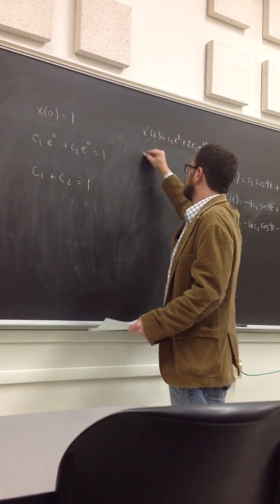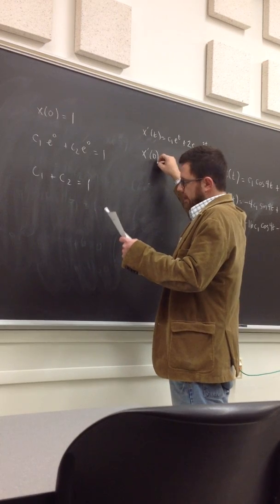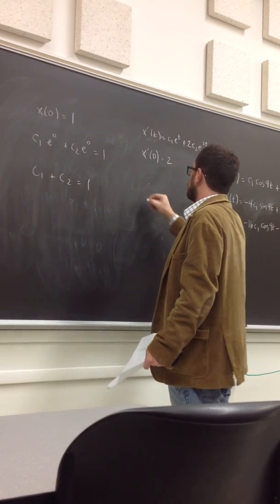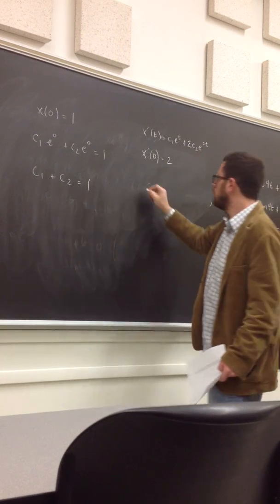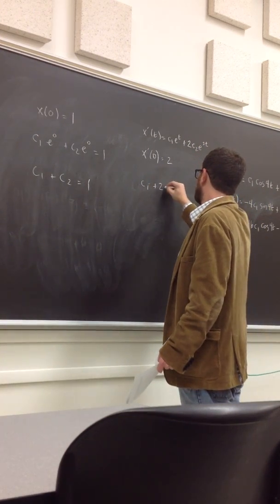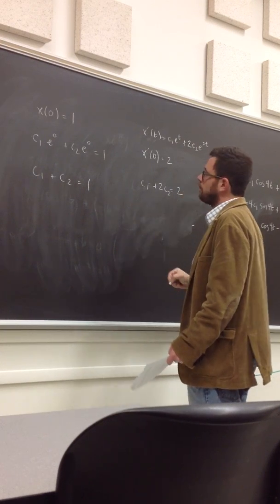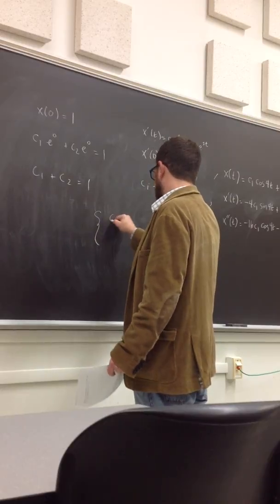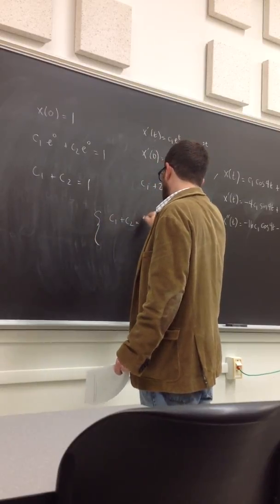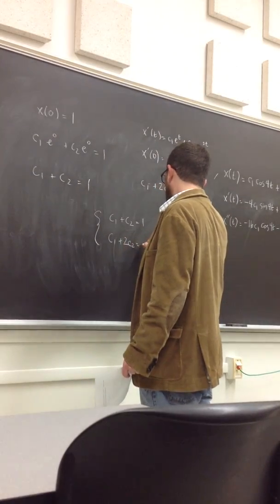Okay, and we're told that the value of the derivative at 0 is 2. So again, if we substitute 0, this is 1 and this is 1. So C1 plus 2C2 equals 2. Okay, so we have this system to solve. C1 plus C2 equals 1. C1 plus 2C2 is equal to 2.